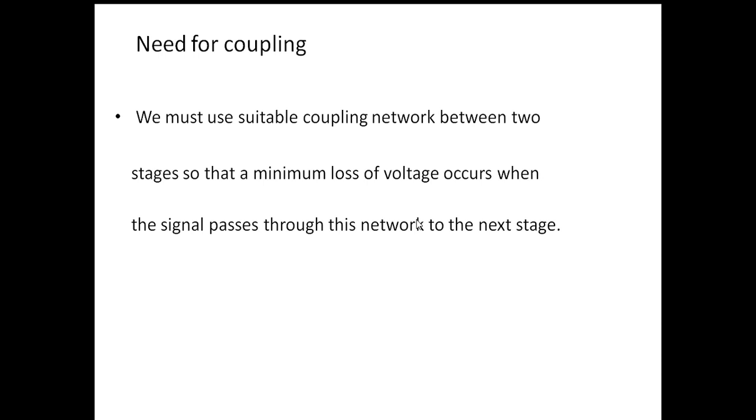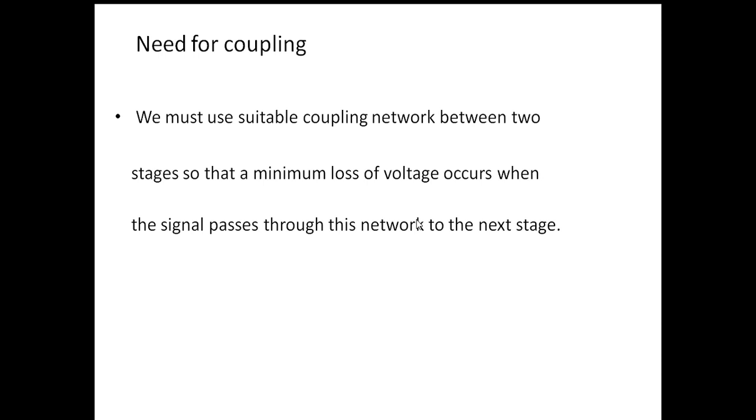Here we must use a suitable coupling network between two stages so that a minimum loss of voltage occurs when the signal passes through this network to the next stage. Okay, this is very important. In the communication system, generally the signal should be passed through the networks. The network may be a single network or multiple networks, or many inputs and many outputs. So in the entire communication system, the signal loss should be zero. The efficiency may be 100%.